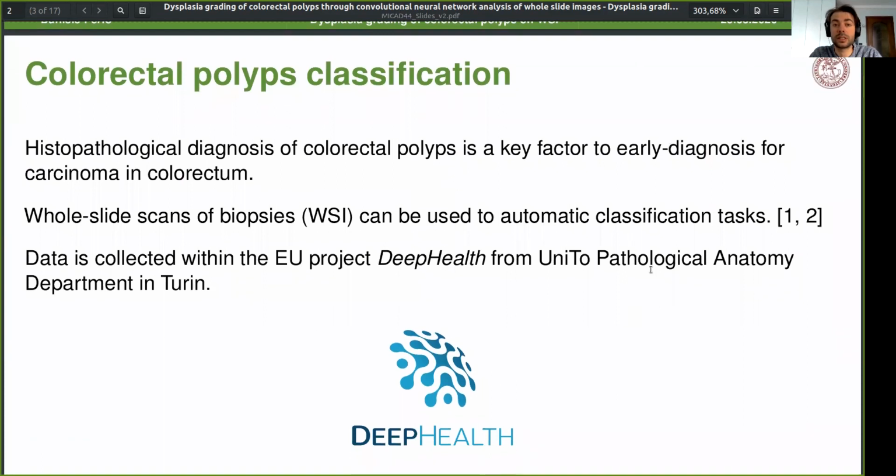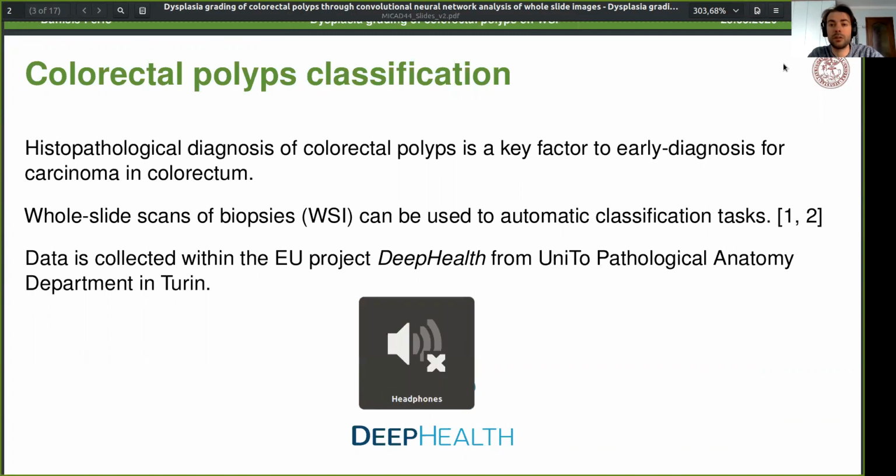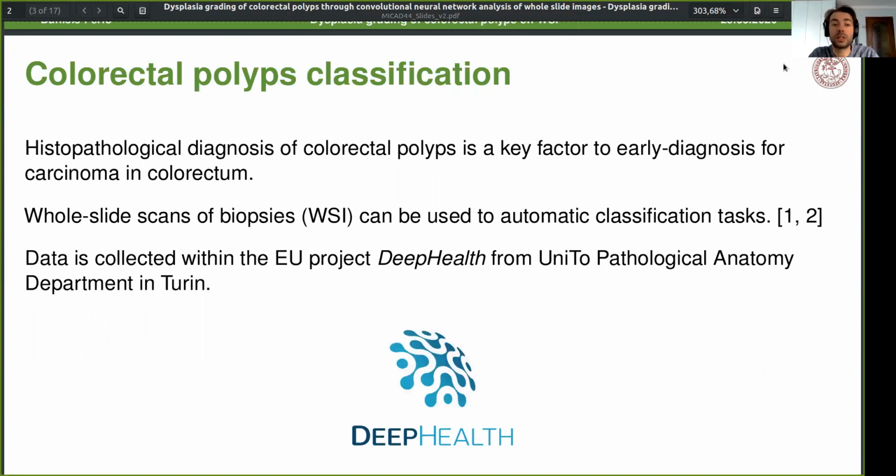Histopathological diagnosis of colorectal polyps is a key factor to early diagnosis of carcinoma in the colorectum. Whole slide scans are high-resolution images of biopsies, and they can be used for automatic classification tasks. Data is collected within the European project DeepHealth from the Unit of Pathological Anatomy Department in Turin.